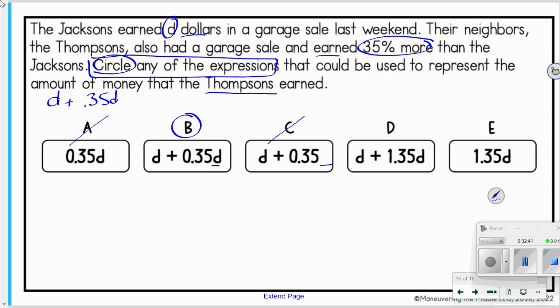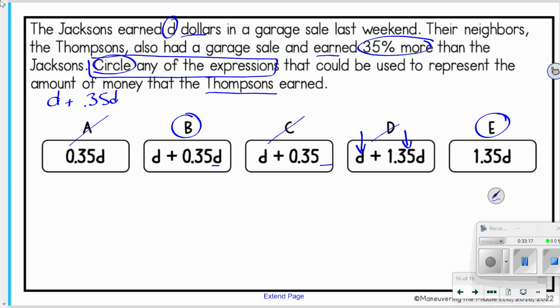What about D then? No. Why not? Because D is adding the total amount that the Thompsons earn and adding with the amount that the Jacksons earn. So D doesn't work because that is the Jacksons. This alone is what the Thompsons earn, which kind of answers E. That one also works. So the correct answer was 2.